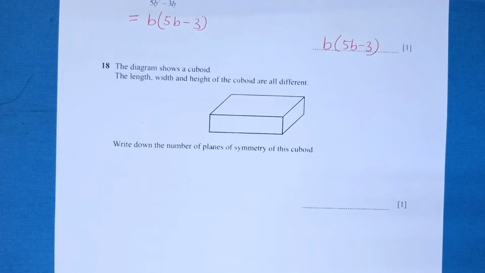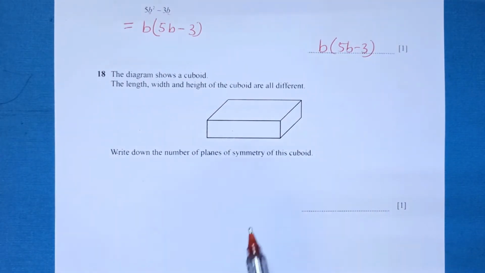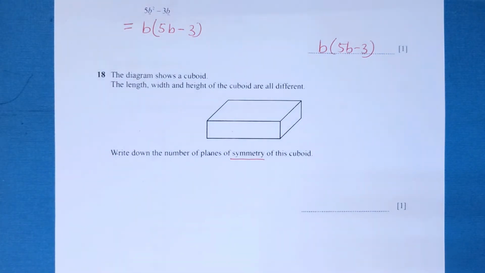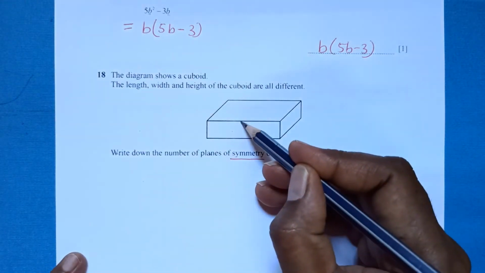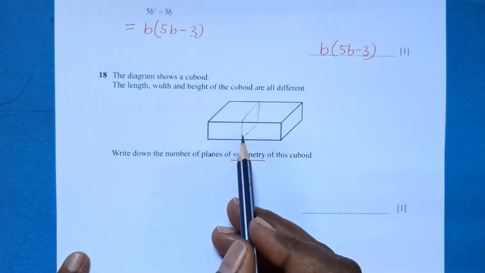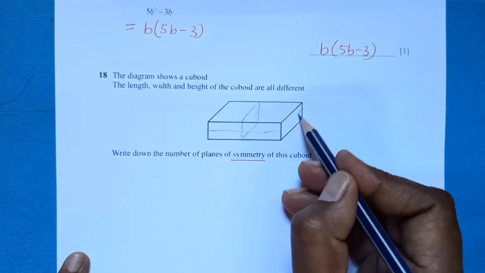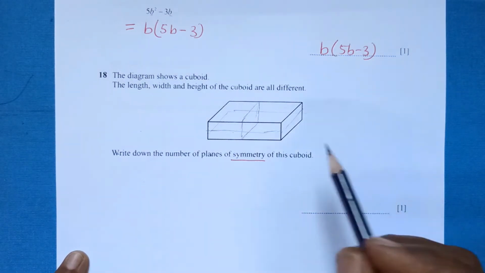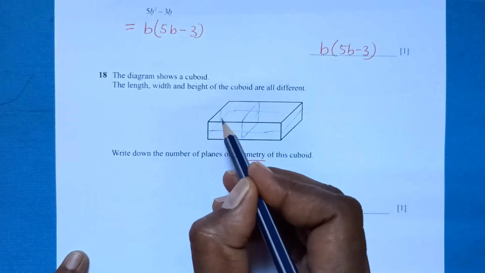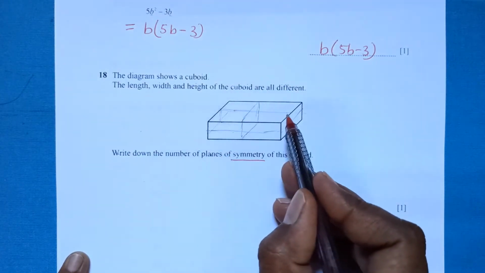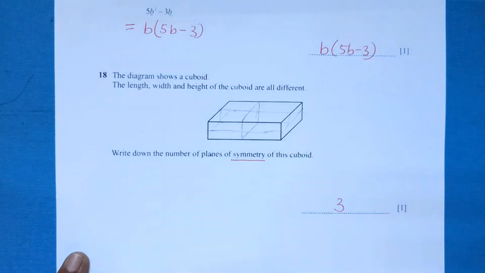Question 18. The diagram shows a cuboid. The length, width and height of the cuboid are different. Write down the number of planes of symmetry of this cuboid. So we will see planes of symmetry. A plane of symmetry is a plane that divides the shape into two same parts. So one is this, the other one is this way, like this, and the other one will be this way, this side here. So in total there are 3. So one you can cut from here, another one here, the last one this side. So the total number of planes of symmetry is 3 in this case.